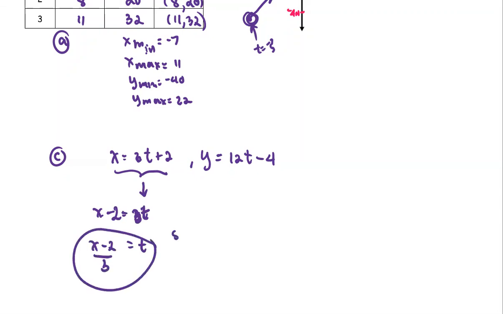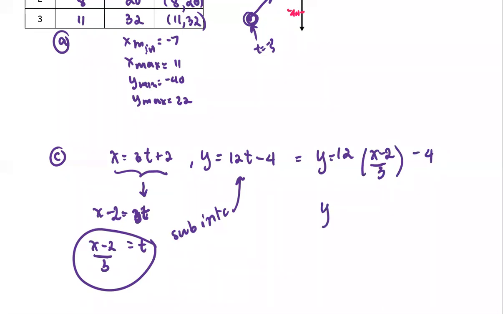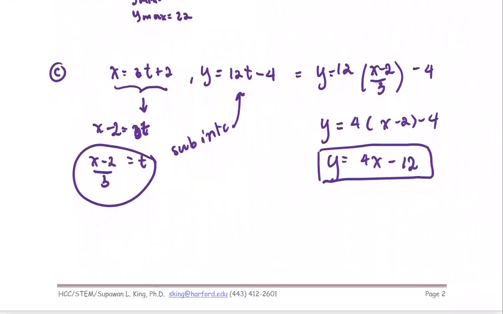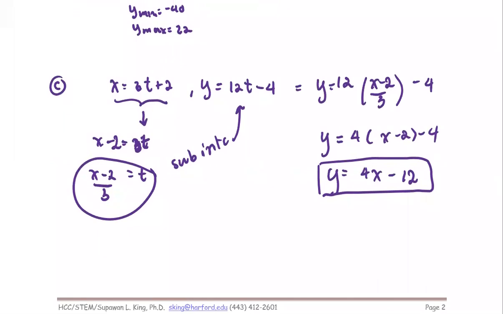And after that, we substitute into the equation of y to get y equals 12 multiplied by (x minus 2) divided by 3, and then minus 4. And simplify it to be 4 multiplied by (x minus 2) minus 4. One more time, distribute 4 to both terms in the parentheses to get y equals 4x minus 8 minus 4, which becomes minus 12. Now we get the equation y in terms of x, and we are done eliminating the parameter t. When we see this, it looks like we have the equation of a line.